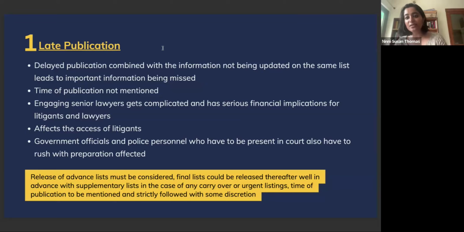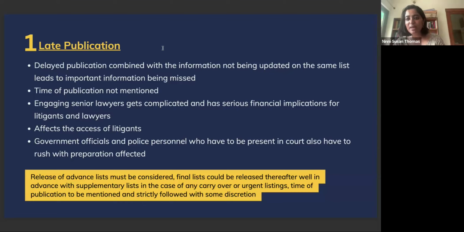Which is why another effect of delayed publication, other than it affecting the lawyers, is that the parties themselves might not be able to effectively participate in the hearings. And it also has serious financial implications, right? Because last minute you have to then get a lawyer. If there's a senior in the matter, they might not really have time. It takes away time from you being able to brief the lawyer on the matter. All of these implications are there.